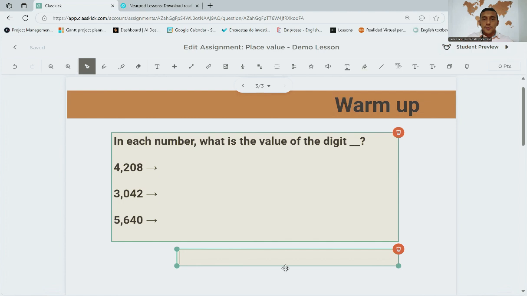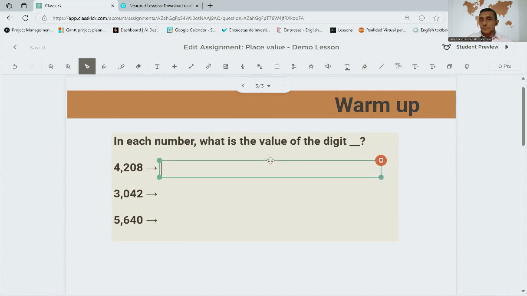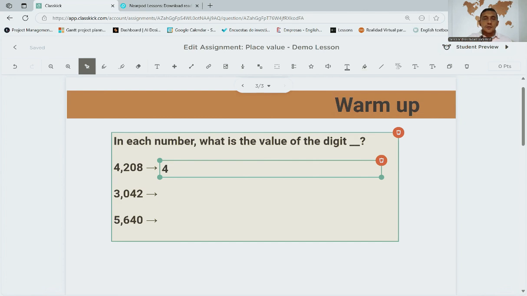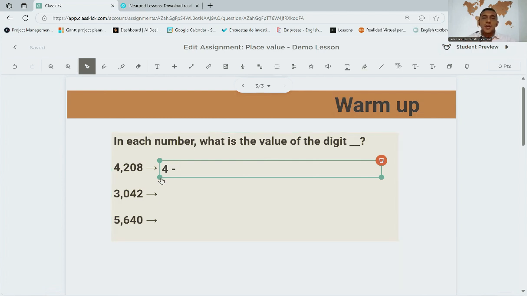So in the first one, what is the value of the digit 4 here? So we have 1,000. The value of the 4 is 1,000. Very good. So let's continue with the next number, but let's use the same number, in that way we have 3 numbers for each one.